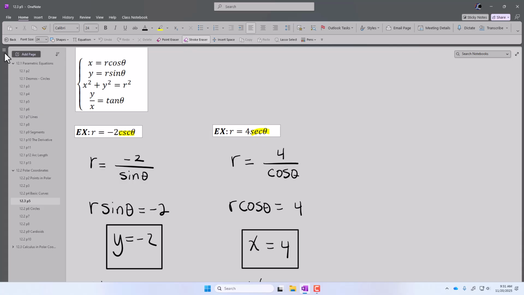And you'll use that a lot in Calc 3 when you get into cylindrical coordinates. Cylindrical coordinates use polar down in the xy plane, and then they use z to go vertically. And then you'll also use those when you get to spherical coordinates in Calc 3.